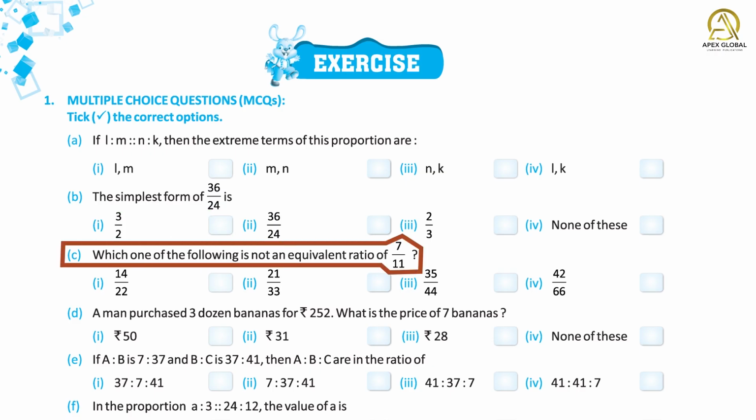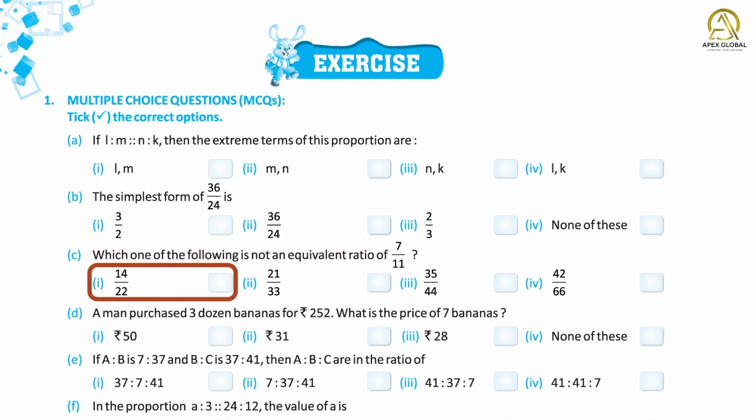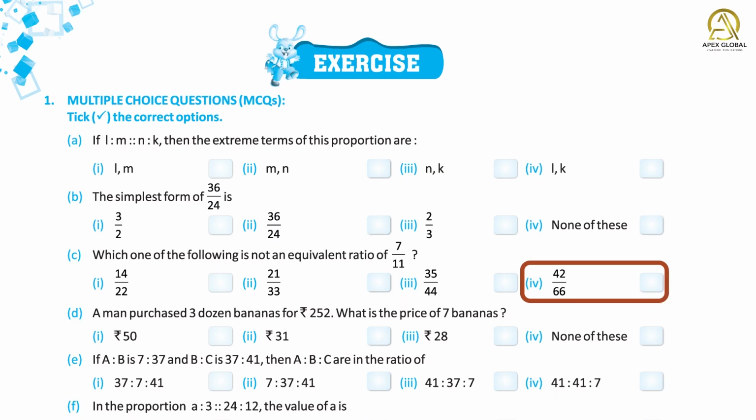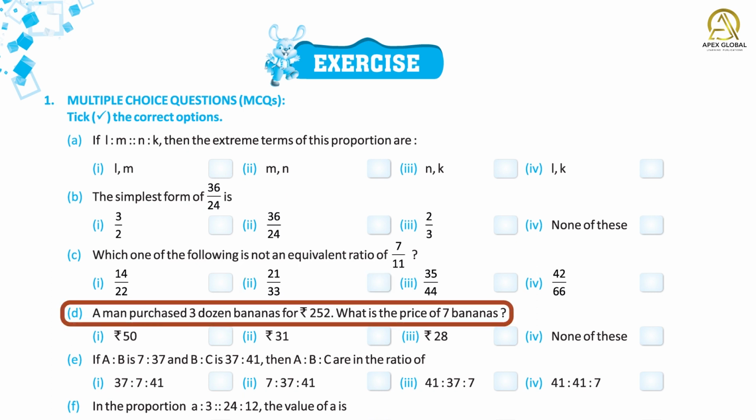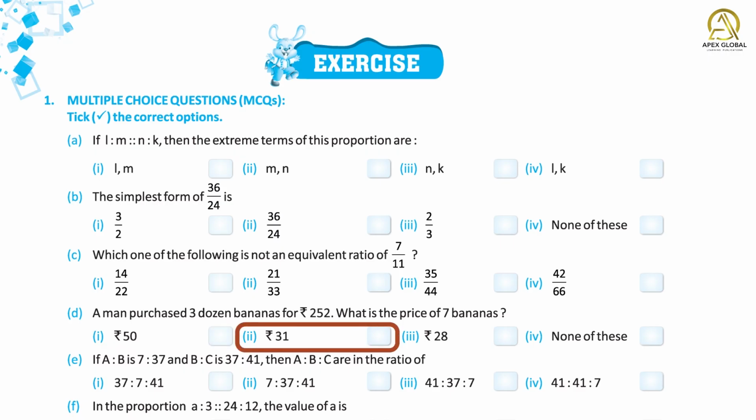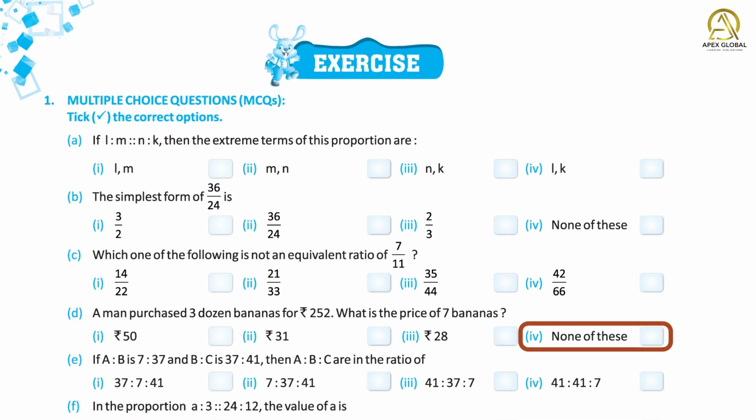Solution: first, 3 upon 2. C. Which one of the following is not an equivalent ratio of 7 upon 11? First 14 upon 22, second 21 upon 33, third 35 upon 44, fourth 42 upon 66. Solution: second, 21 upon 33. D. A man purchased 3 dozen bananas for rupees 252. What is the price of 7 bananas? First rupees 50, second rupees 31, third rupees 28, fourth none of these. Solution: fourth, none of these.